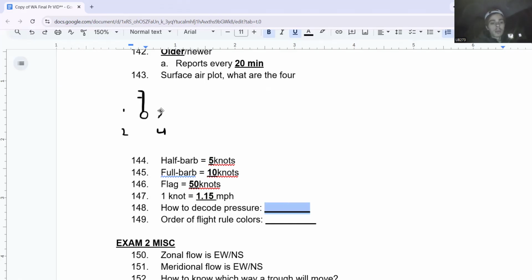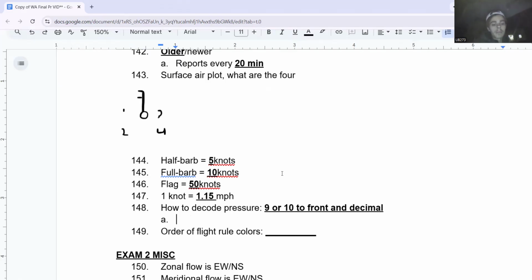How do you decode the pressure, which is what this 3 is? For the pressure, you need to add a 9 or 10 to the front and a decimal. Let's say it said 107. You would first add a decimal between the last and second to last number, so 10.7. Now you need to add a 9 or 10 to the front. Does that make sense?